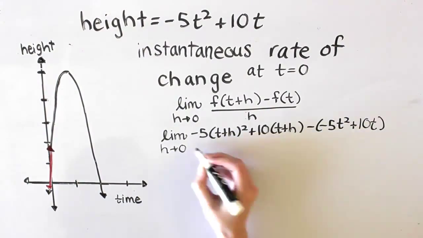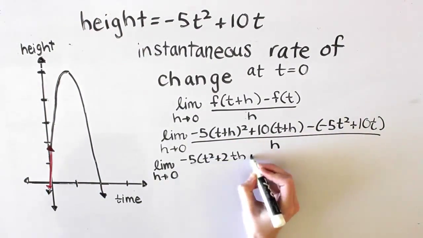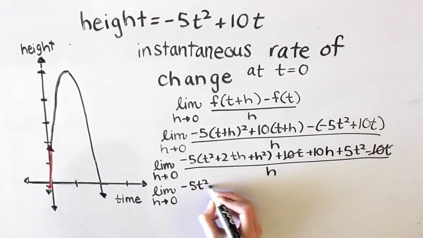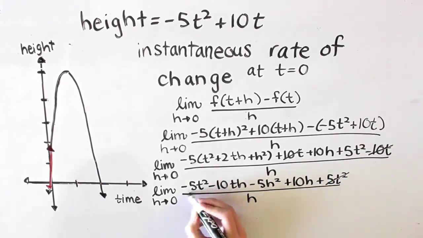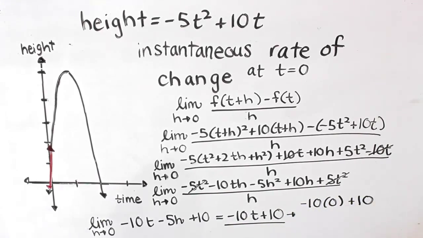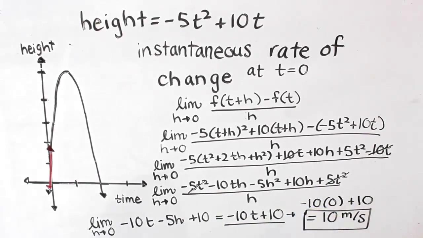Simplifying and eventually plugging in 0 as h, we find the expression for velocity to be -10t plus 10. The last step of this problem is to plug in 0 as t, or time, to get 10 meters per second.